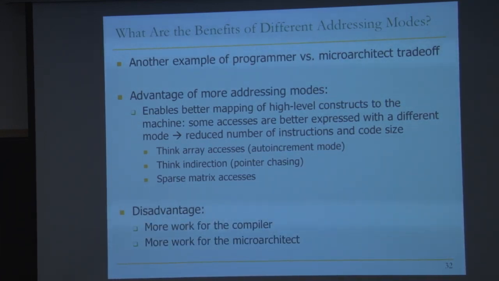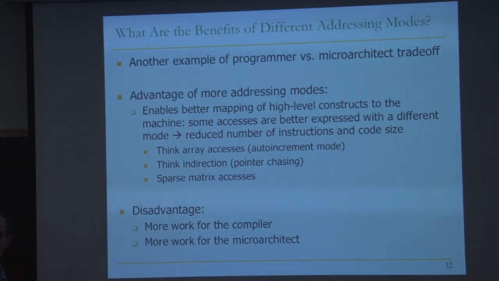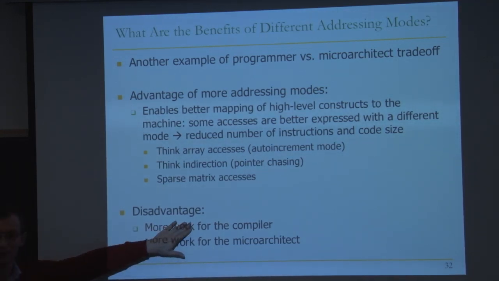The disadvantage of this is now you have more work for the compiler. Now the compiler needs to figure out the best addressing mode. Having more addressing modes could be good for the compiler if it can map the data structure nicely to the addressing mode. If it cannot, it could be more work for the compiler.